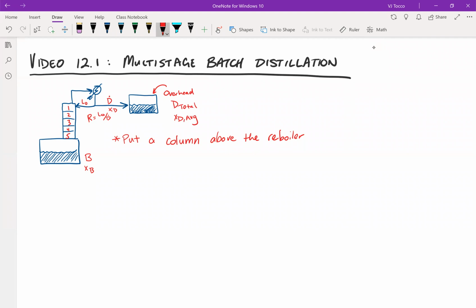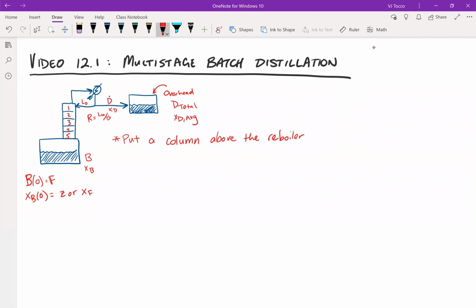B at time 0 is still going to be F. B of time 0 is equal to F, and XB at time 0 is equal to Z or XF. Once again, I use those interchangeably, not on purpose, but sometimes I've got different notations. I'm going to try and stick with Z because I think that's easiest in the context of what we know so far.